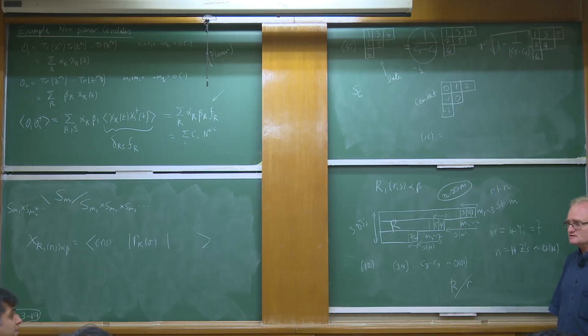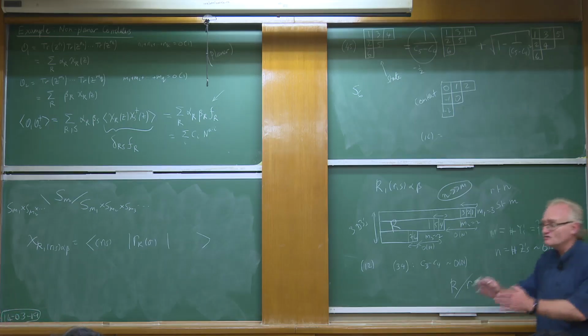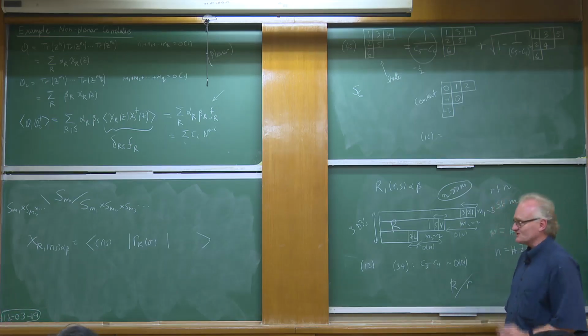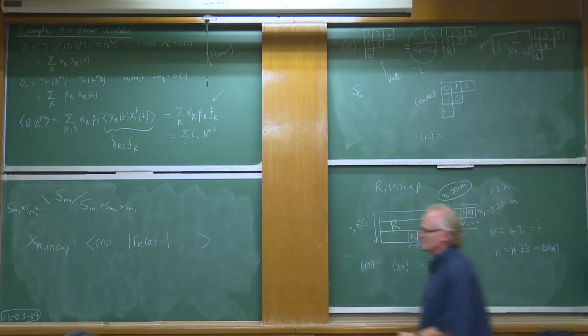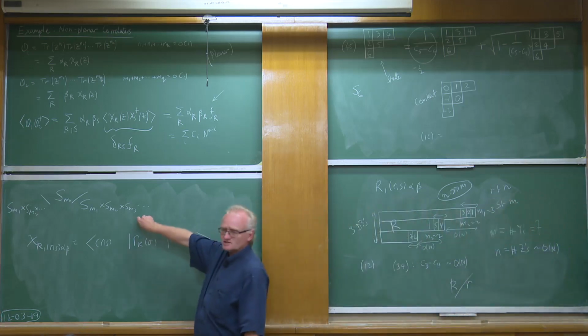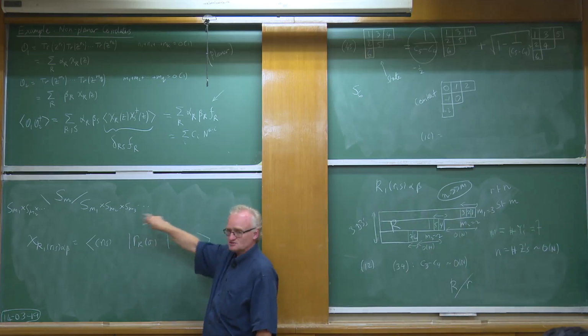Robert, in 8 minutes I'm going to have to go. Okay, no problem. So let me try to get to the punchline, which is, how could you build an object like this with these symmetries?